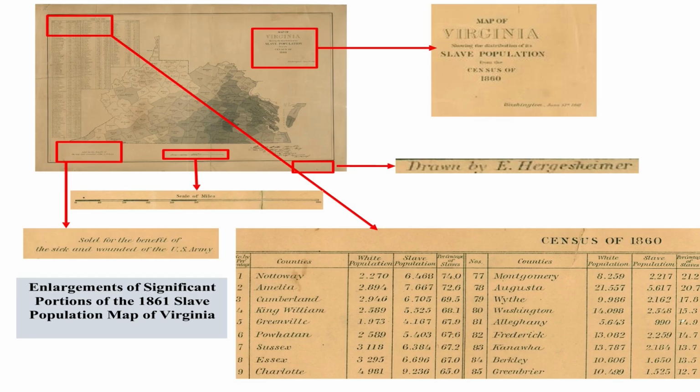Now, the order is not in alphabetical order. The order is based on the percent of the population that is slave. Thus, Nottoway County is listed first, with 74% of its population being slave. The lower left shows this map was sold for the benefit of the sick and wounded of the U.S. Army. Next, we have a scale which most maps will have so that distances can be measured. And finally, we have drawn by E. Hergesheimer, who was the lead cartographer at the Coast Survey.